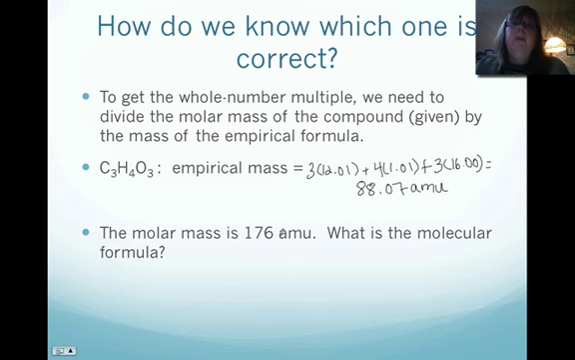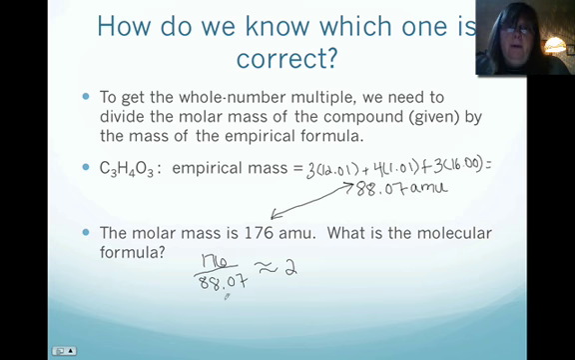Well, they tell us that the molar mass of this is 176 AMUs. You know, it doesn't match, okay? So what is the molecular formula? Well, what we're going to do is take that molecular mass of 176 and divide it by our empirical mass, which is 88.07, and we get something around 2. Okay, so see, this is double what our empirical mass was. So now what you do, once you divide that molar mass, which has to be given to you, by the formula weight of your empirical formula, you'll get a whole number ratio. In this case, it's a 2.